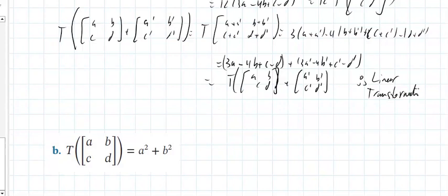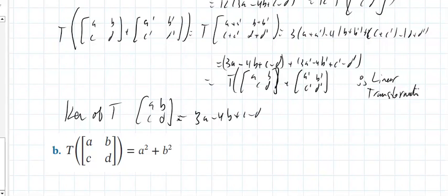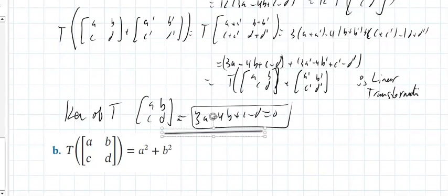And if I apply the kernel of T, it will consist of all matrices given A, B, C, D, which satisfy 3A minus 4B plus C minus D equal to 0. And that's a condition, and it's all good.